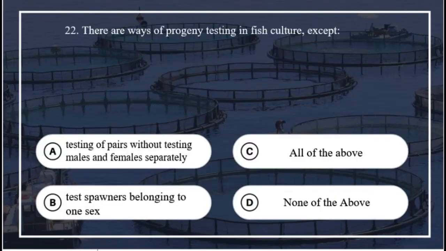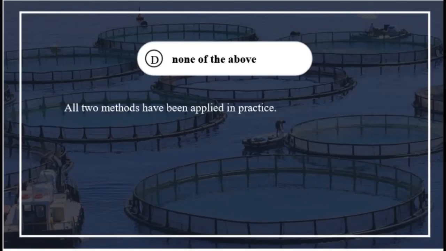22. There are ways of progeny testing in fish culture, except A. Testing of pairs without testing males and females separately. B. Test spawners belonging to one sex. C. Complete diallel crossing, which is the testing of both females and males. D. None of the above. Answer. D. All three methods have been applied in practice.